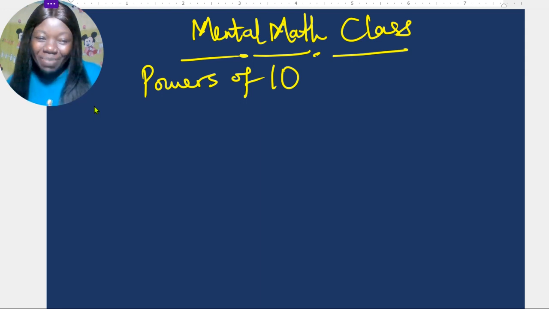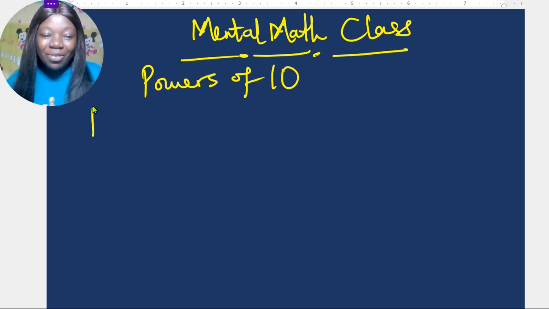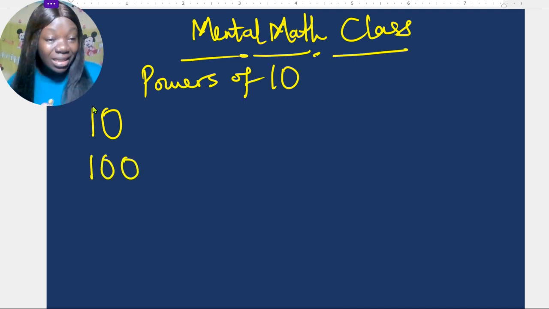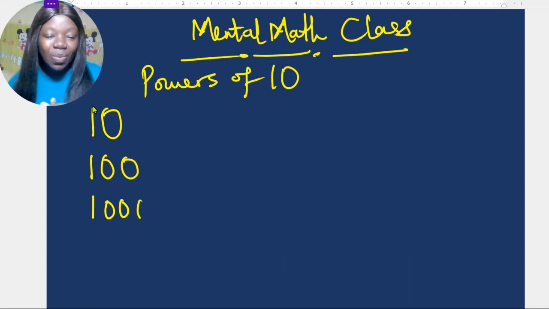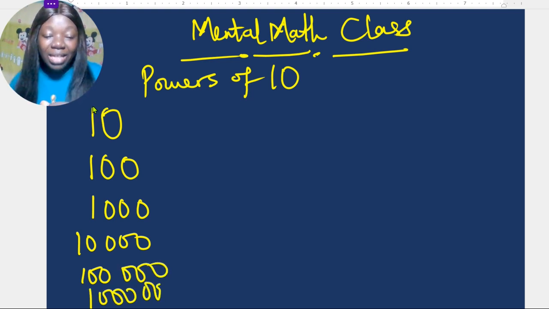So let's start with the simplest one. The first one is 10. The next one is 100. The next one is 1,000. We can have 10,000, 100,000, a million, and so on. So you can have 10 million, 100 million, 1 billion, 10 billion, and so on.